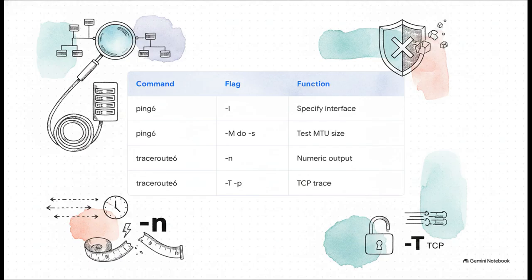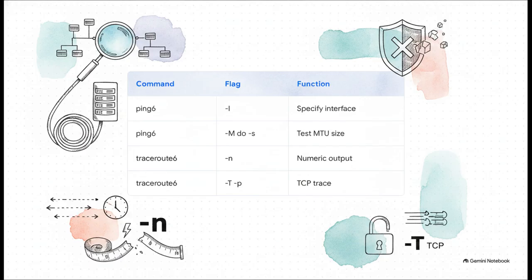This combination is an absolute game changer for testing MTU, or maximum transmission unit, issues. If small packets are making it through but large ones are fragmenting or failing entirely, you use this to test path MTU discovery. Now for tracing paths, running traceroute6 with the -n flag gives you just the numeric output. It skips the DNS lookups, which makes it so much faster.